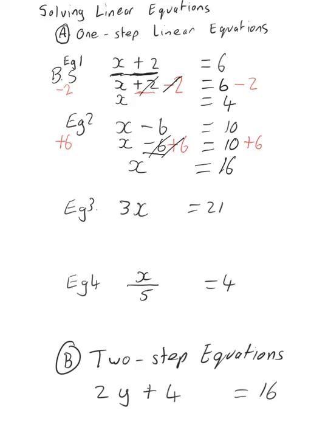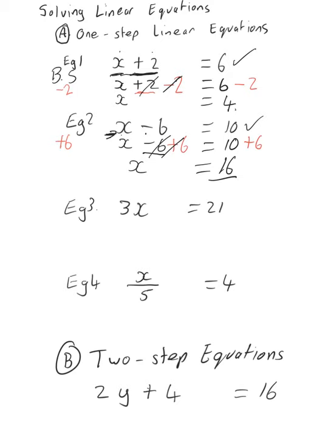Now, by the way, you can always check your answers by substituting your proposed answer into the original question. So we think the answer is 16. We can go up here and substitute in. 16 - 6 equals 10. Therefore, we know we're correct. Same as up here. We think the answer is 4. We can go 4 + 2 equals 6, and we know that we're correct.